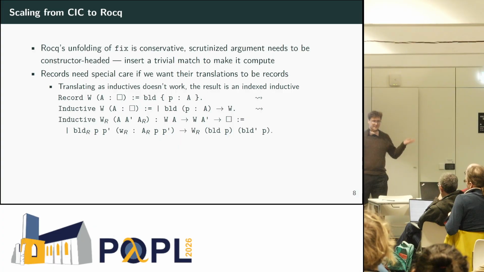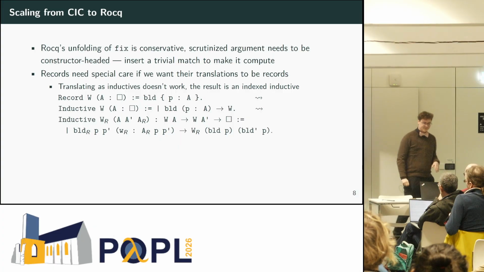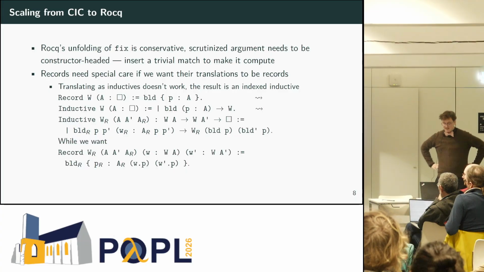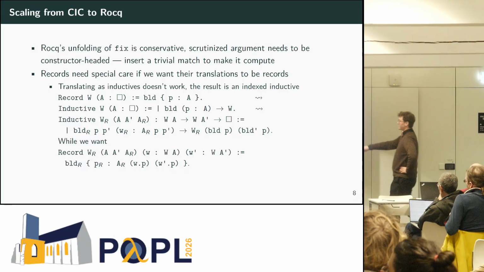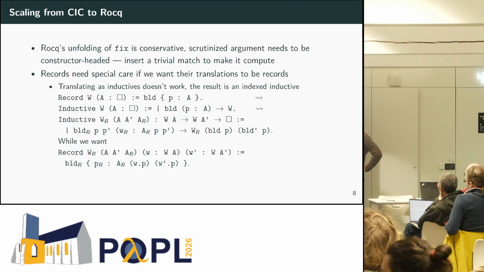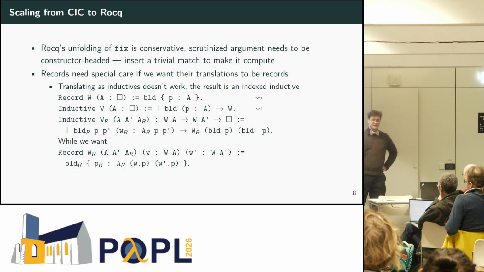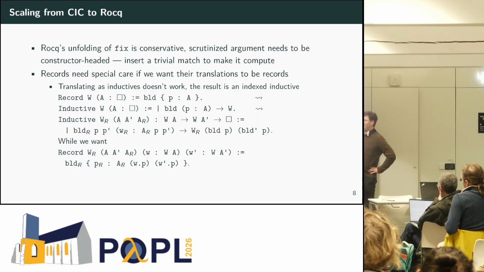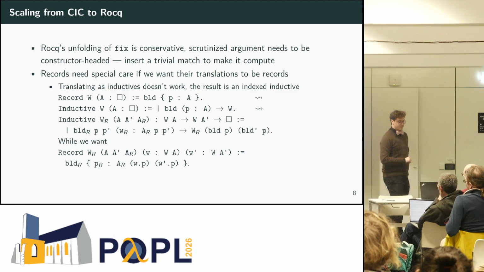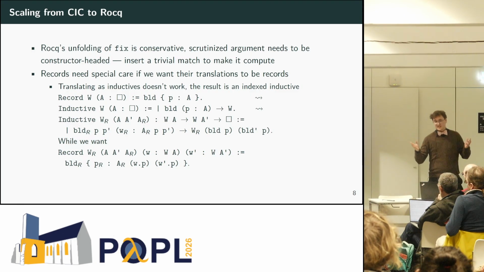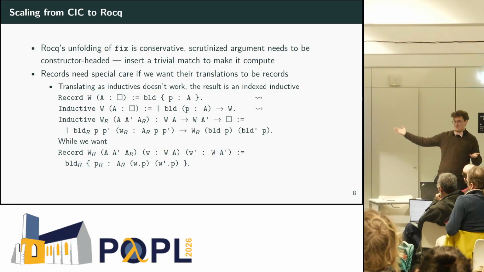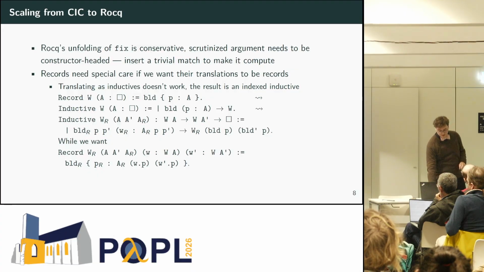But we don't have indexed records. What does that even mean? We really want the translation to be a record which has these two instances of the original record as parameters, and then uses projections in the fields instead of building up an instance of the record in the index of the output. So it's pretty straightforward to adapt to this, but it's something that one needs to be aware of.